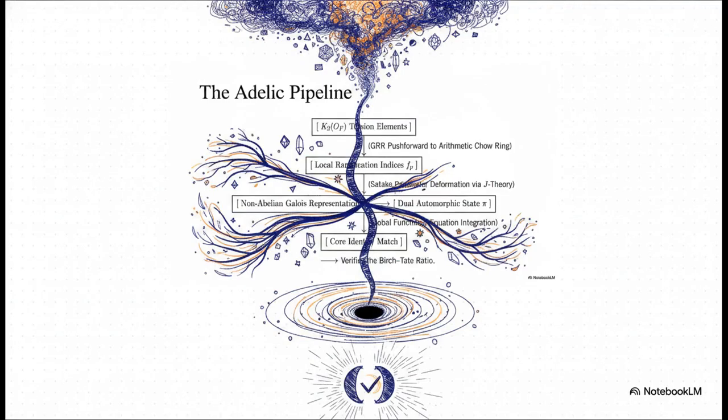So if you follow the data flow from the top down, we kick off with abstract K-group torsion elements. That data filters down through the GRR pushforward to grab our local indices, passes through the zeta K deformation to create a new geometric representation, and then drops into the global integration at the bottom. This whole process is what rigorously yields the core identity match, verifying our initial Birch-Tate ratio.